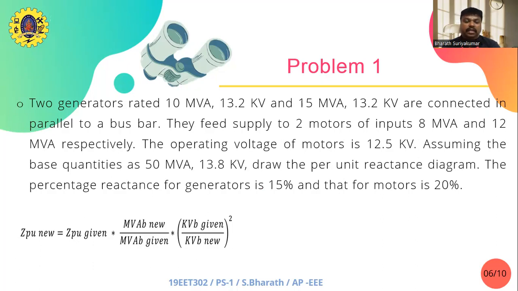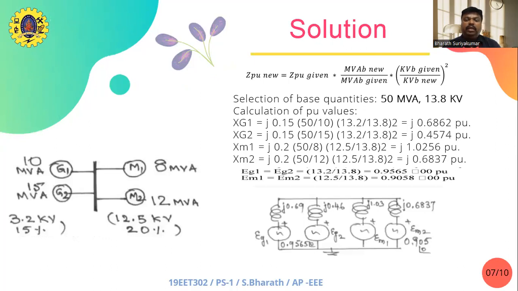The percentage reactance for the generators is 15% and that of the motors is 20%. So this is the given data. You can write down the given data and we are going to use the change of base formula: Z per unit new is equal to Z per unit given into MVAB new divided by MVAB given into KVB given by KVB new the whole square. With this, we are going to substitute.